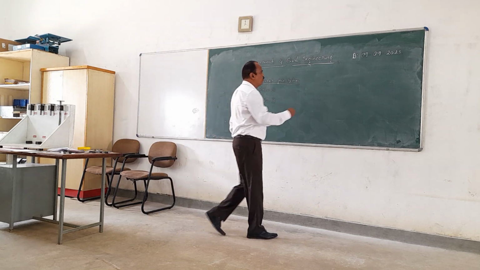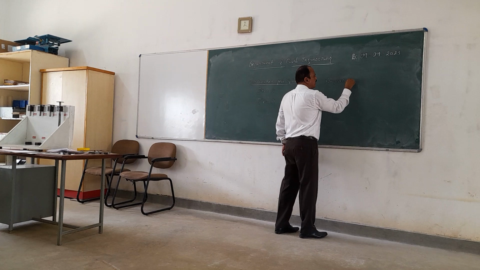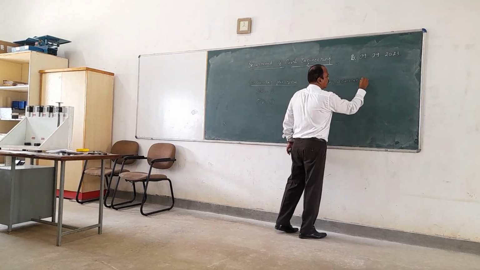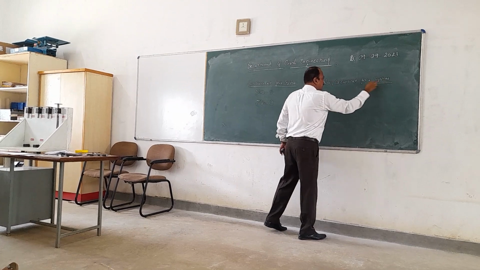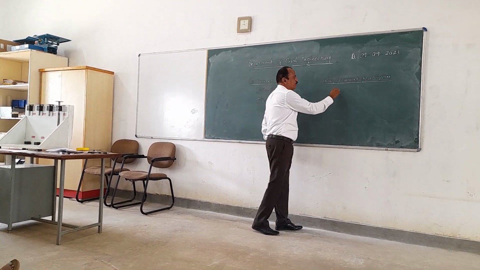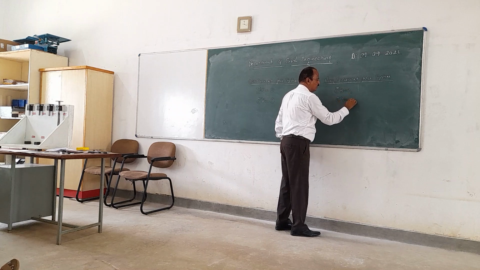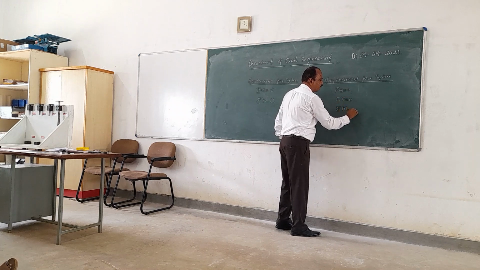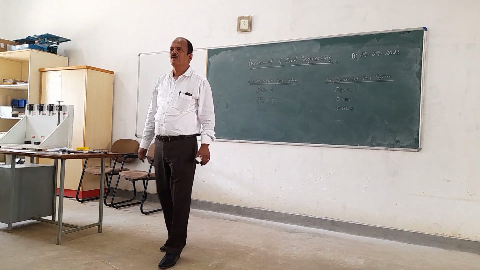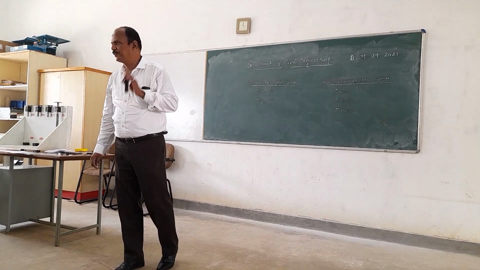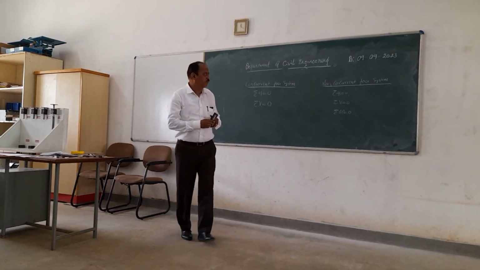For a non-concurrent force system, how many conditions of equilibrium are there? There are three conditions. For a non-concurrent force system, sigma H must be equal to 0, sigma V is equal to 0, and sigma M at any point must be equal to 0. Is that right?